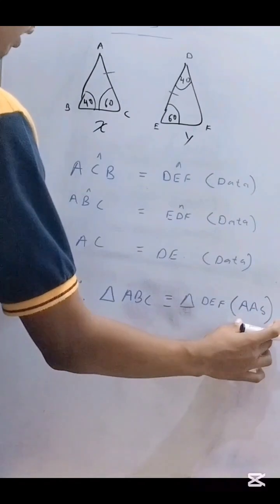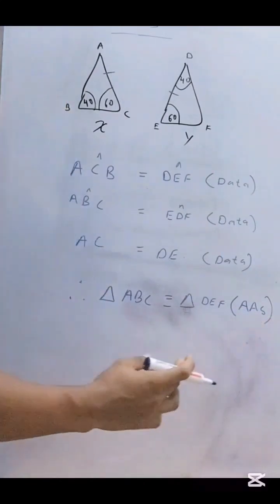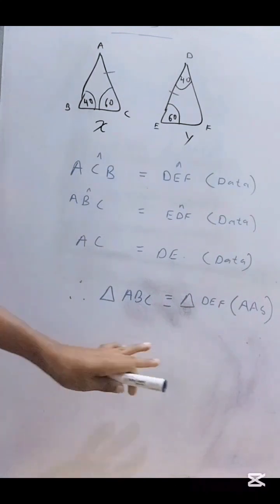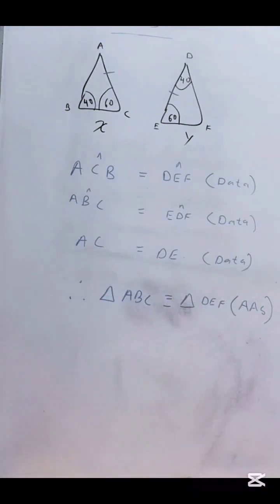This angle, angle, side is very compulsory, because when teachers mark, they will consider the angle, angle, side case the most. The fourth case: right angle, hypotenuse, side.